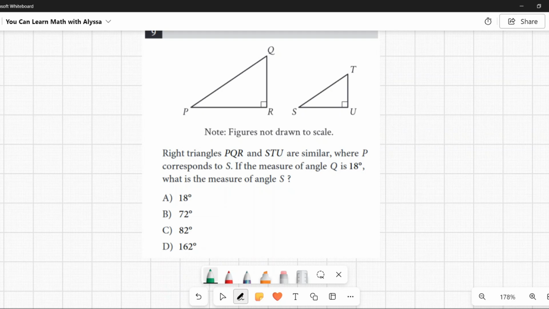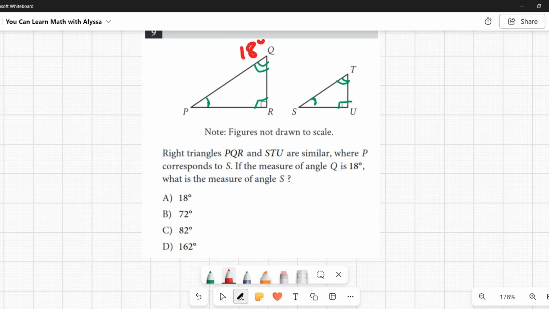Because they are right triangles, we know these two, R and U, correspond to each other. But then we can't go by the picture because it says not drawn to scale, but they tell us P corresponds to S. So that means P is the same as S, and because they're similar, Q must also correspond to T and be congruent to T. So if the measure of angle Q is 18 degrees, what is the measure of angle S?